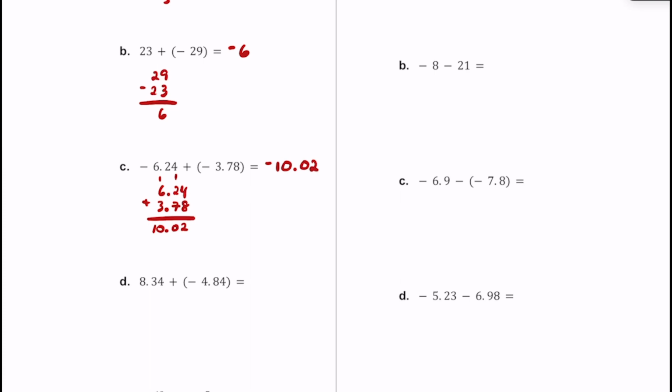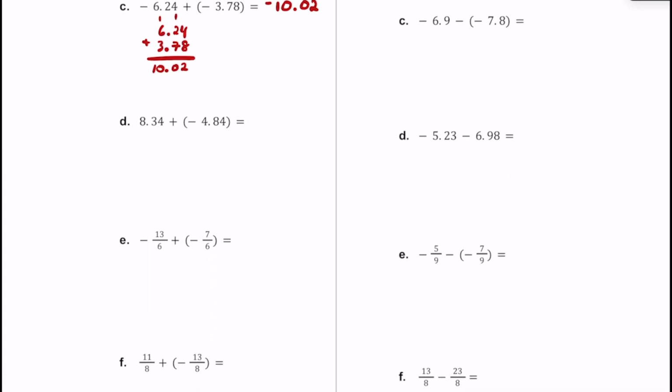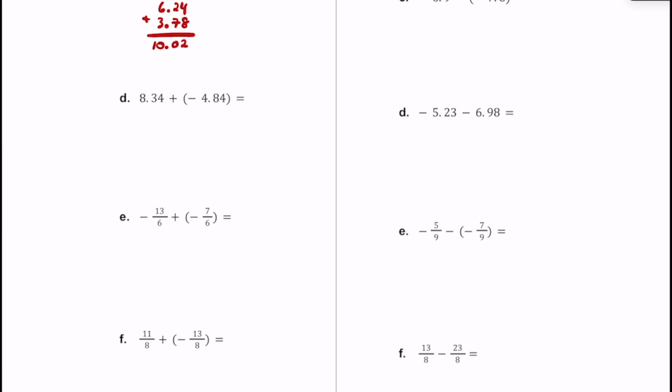For letter D here, these two decimals have different signs, so let's subtract their absolute values. So we have 8.34, and let's subtract 4.84. Again, if there are different signs, we need to subtract their absolute values. That's going to be 0. That's going to be a 7. That's going to be a 13. 13 minus 8 is 5. And 7 minus 4 is going to be 3. So we're looking at 3.5. And is it positive or negative? Well, the 8.34 has a greater absolute value, so we know it's going to be positive.